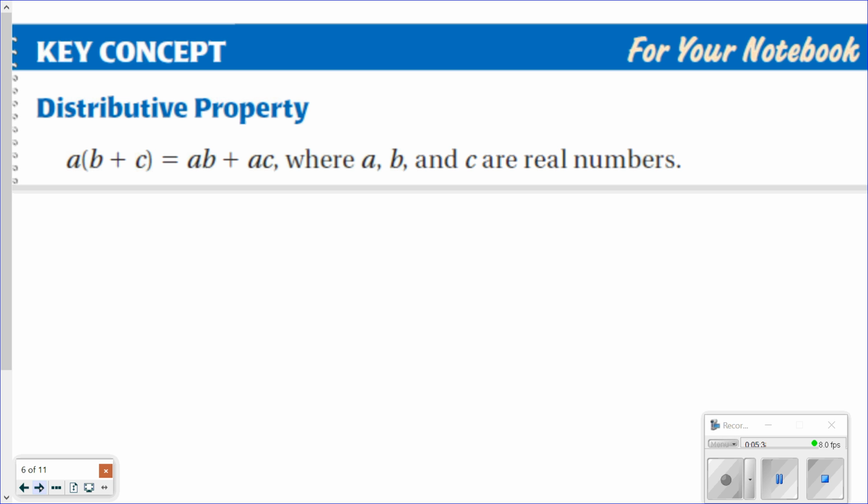Distributive property. If A times the quantity B plus C is going to equal AB plus AC, where A, B, and C are all real numbers. So all this is saying is that you can take A and multiply it by everything inside the parentheses, and that's how you get AB plus AC.